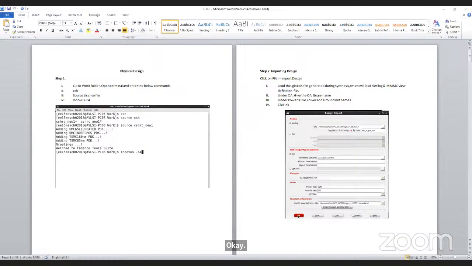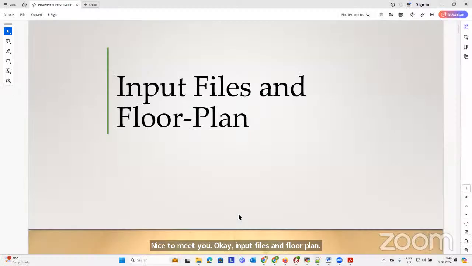Everyone able to see my PDF? Input files for floor plan. My screen is visible. Input files and floor plan. Audio is clear? Someone please confirm. Bhavani, yes, thank you.